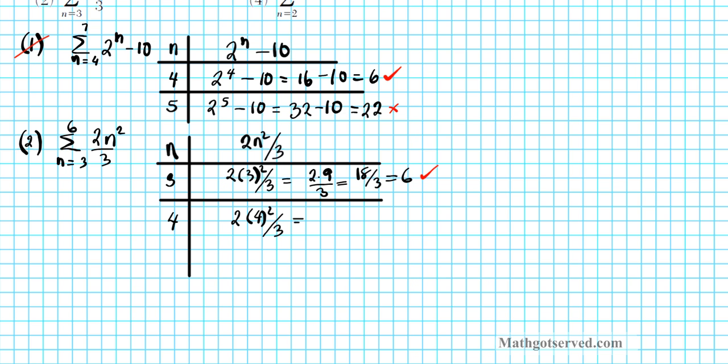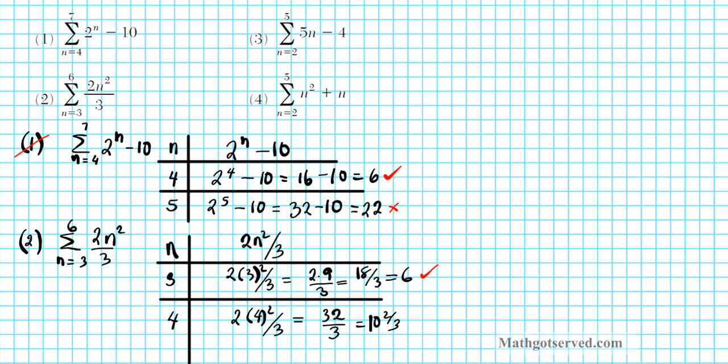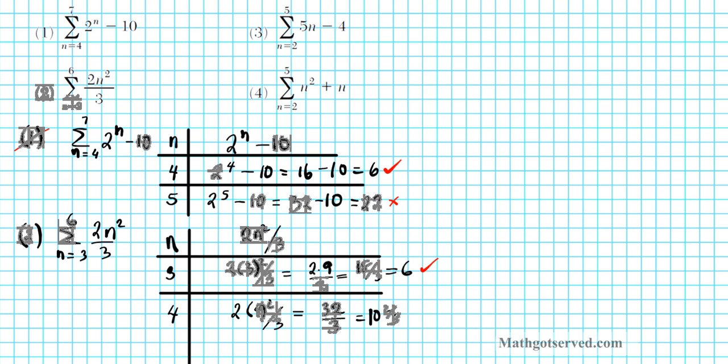So we have 4 squared is 16. 16 times 2 is 32. 32 over 3, that's not even an integer. It's 10 and 2/3. That clearly is not 12. We want 12. That's the second number, right? So what does that tell us? It tells us that this output is wrong and option 2 is not the correct answer.